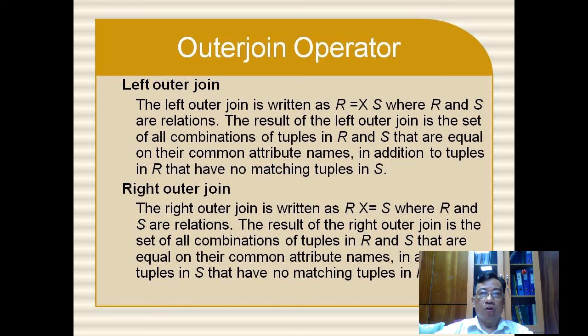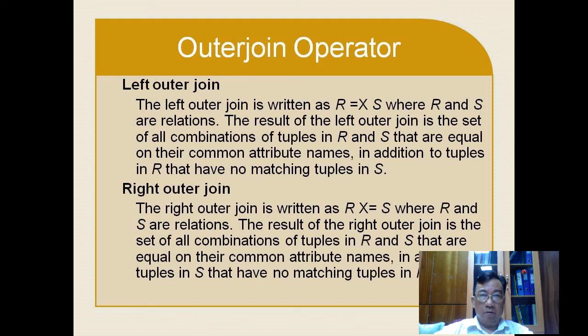Now I go to the outer join operator. You have a left outer join and you have a right outer join. Left outer join is written as R left outer join S, where R and S are relations. The result of the left outer join is the set of all combinations of tuples in R and S that are equal on their common attribute names, in addition to tuples in R that have no matching tuple in S.